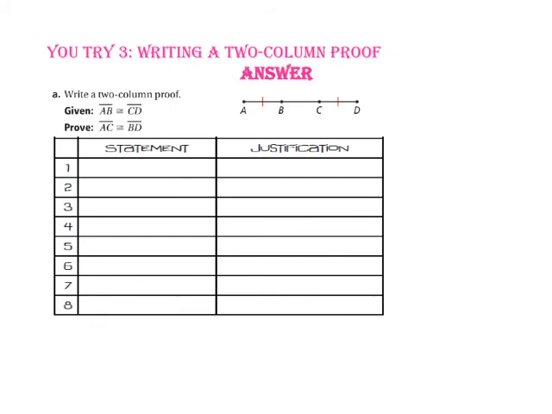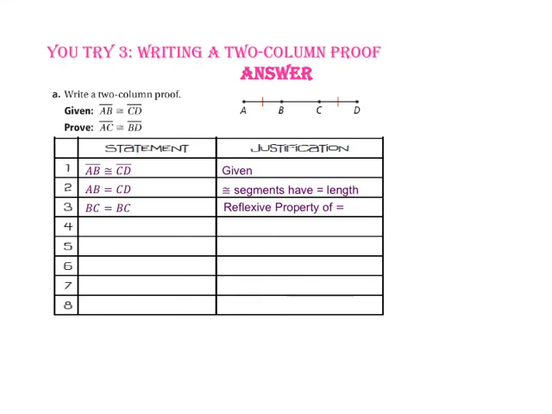In this two-column proof, we are given that segment AB is congruent to segment CD and asked to prove that segment AC is congruent to segment BD. Let's start with our given: segment AB is congruent to segment CD. Next, we'll write that the length of segment AB is equal to the length of segment CD. That is because congruent segments have equal lengths. In statement 3, the length of segment BC is equal to the length of segment BC. That is the reflexive property of equality.